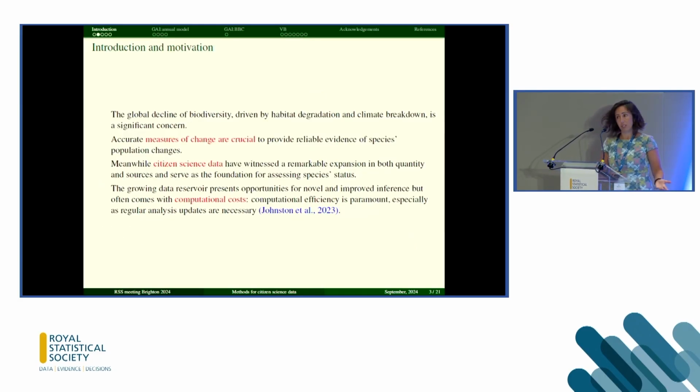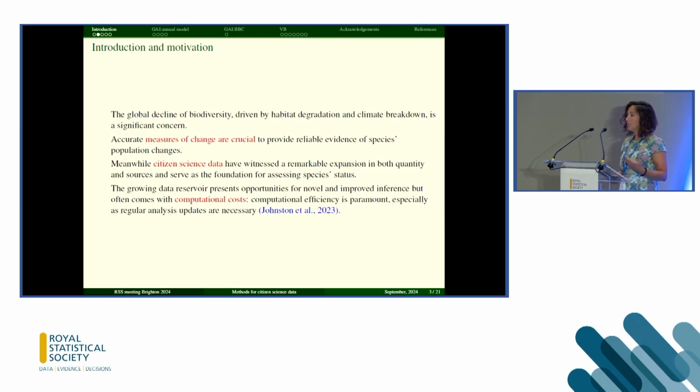So we are motivated by the global decline in biodiversity, which I'm sure you all know is a major concern. And for that, we need accurate measures of population changes. Citizen science data, so these are data collected by volunteers, by the public, provide an incredible resource, an incredible amount of information that we can get for obtaining these measures. As we outlined in a recent paper with Emily and together with Ali Johnston from St Andrews, citizen science data also pose lots of challenges. And one of those challenges is the computational cost.